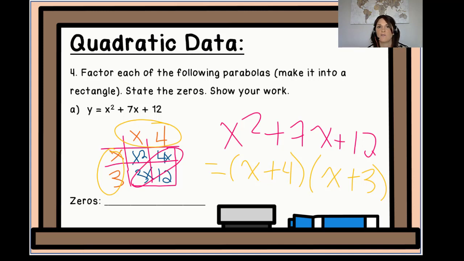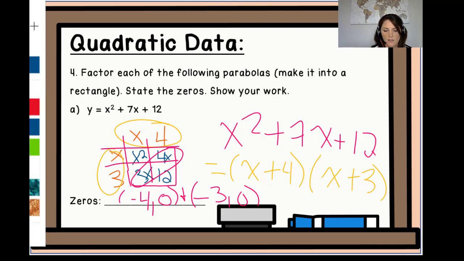So again, think about it as if we set each of those factors equal to 0. So x plus 4 equals 0. When we solve for x, we're basically subtracting 4 from both sides. So x equals -4. And the other zero is at -3, 0, because if we set x plus 3 equal to 0 and solve for x, we're basically subtracting 3 from both sides, so x is equal to -3. So those are the zeros.